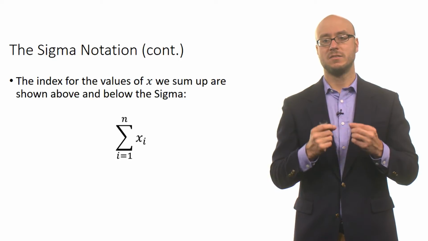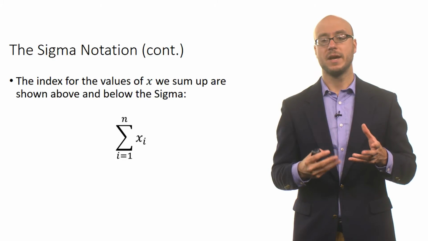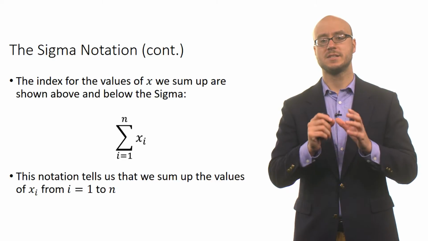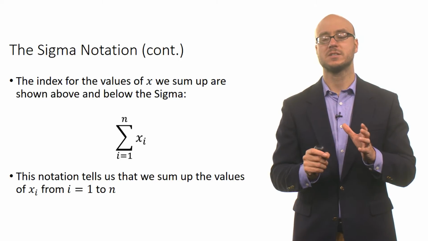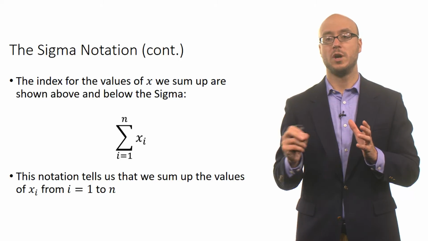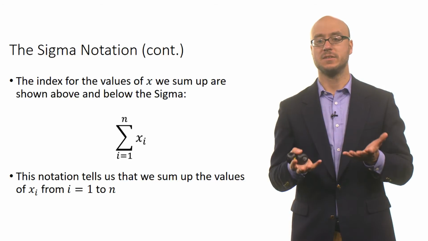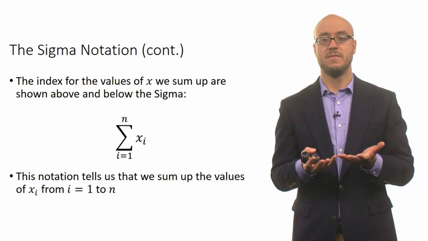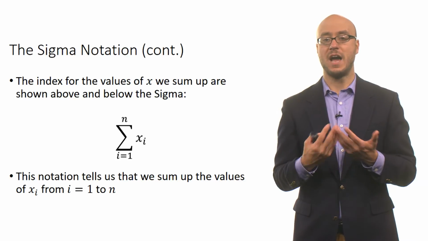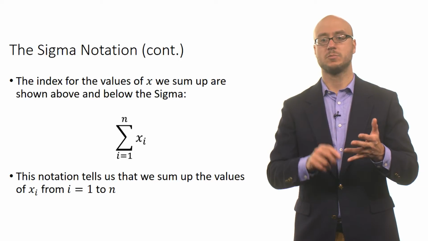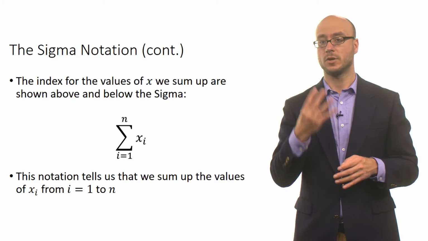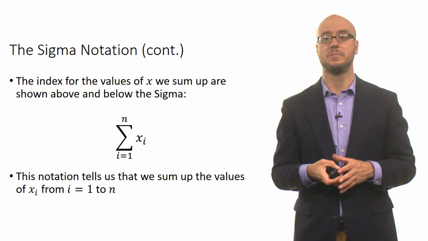So we like to index the values of x that we're summing up. What this is telling us is that we're summing up the values of x from i equals 1 to n. So if your data set consists of an overall size of 5 values, 5 rows, 5 observational units, you're going to sum up values of x1, x2, x3, x4, x5. You're going to have 5 values you're going to sum up together.